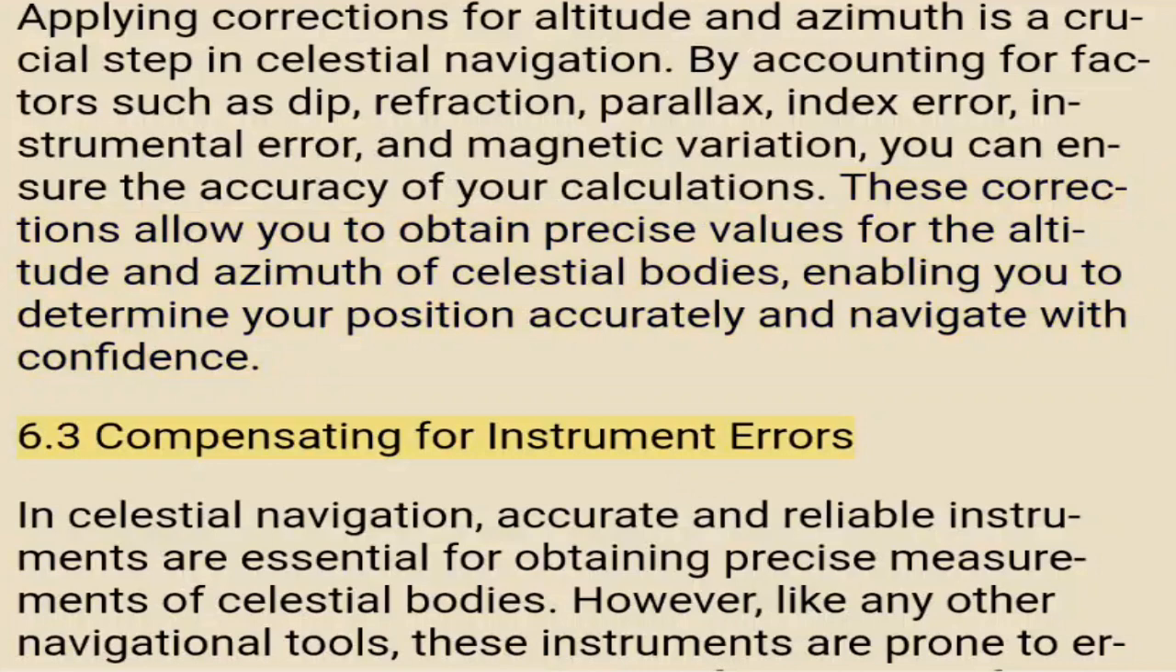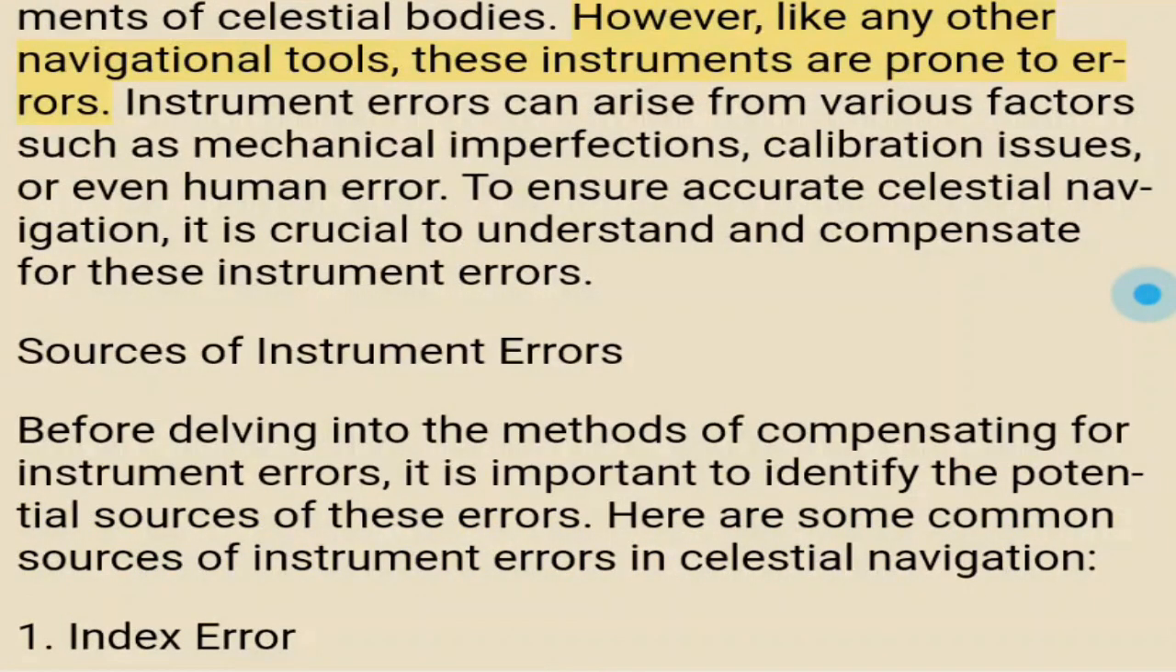6.3 Compensating for instrument errors. In celestial navigation, accurate and reliable instruments are essential for obtaining precise measurements of celestial bodies. However, like any other navigational tools, these instruments are prone to errors. Instrument errors can arise from various factors such as mechanical imperfections, calibration issues, or even human error. To ensure accurate celestial navigation, it is crucial to understand and compensate for these instrument errors.